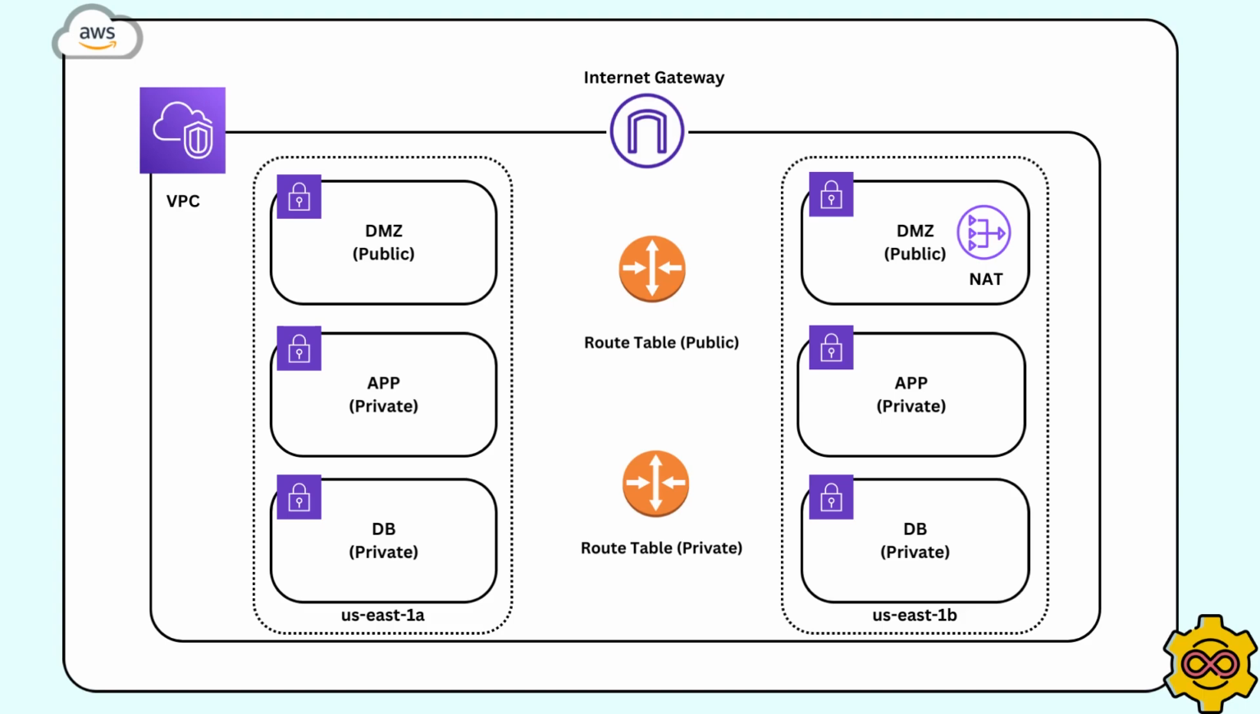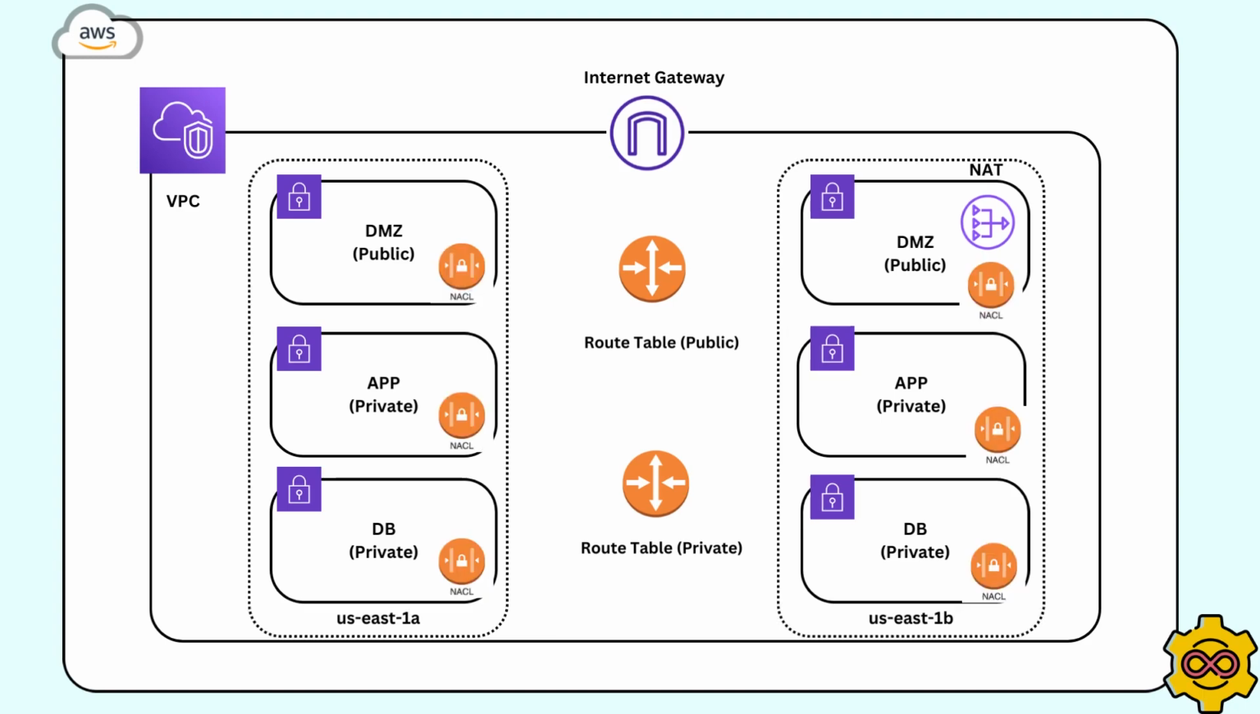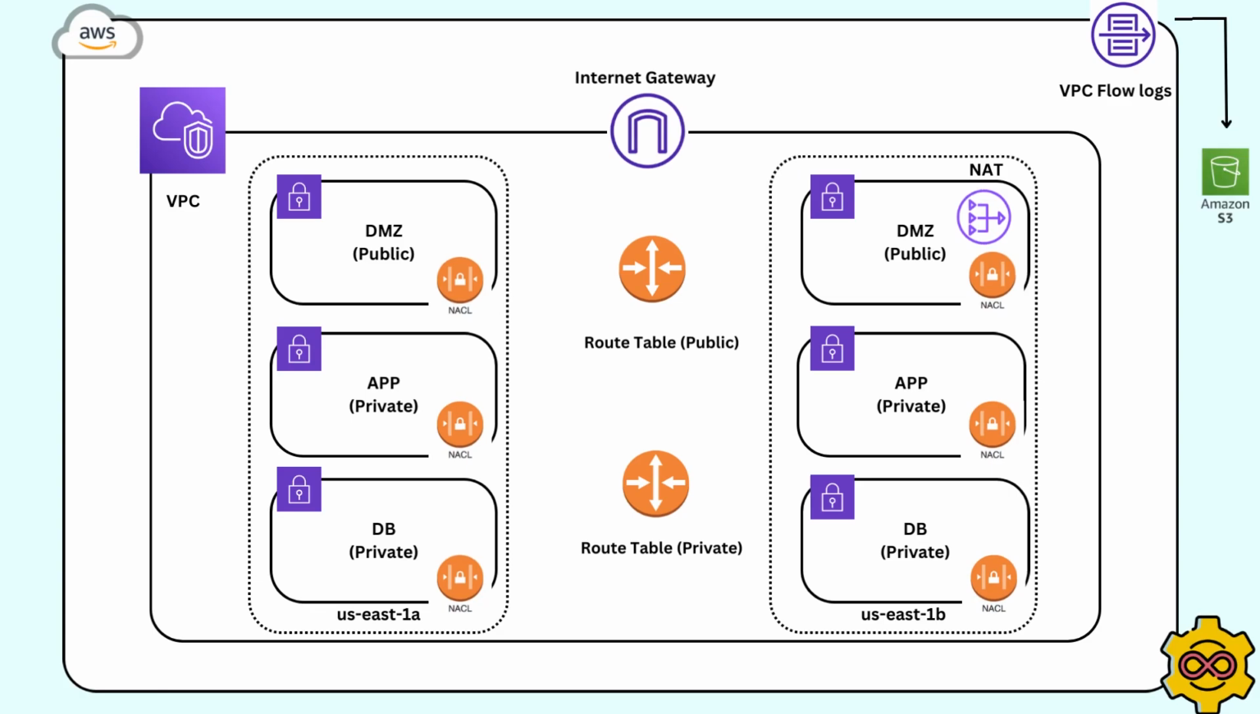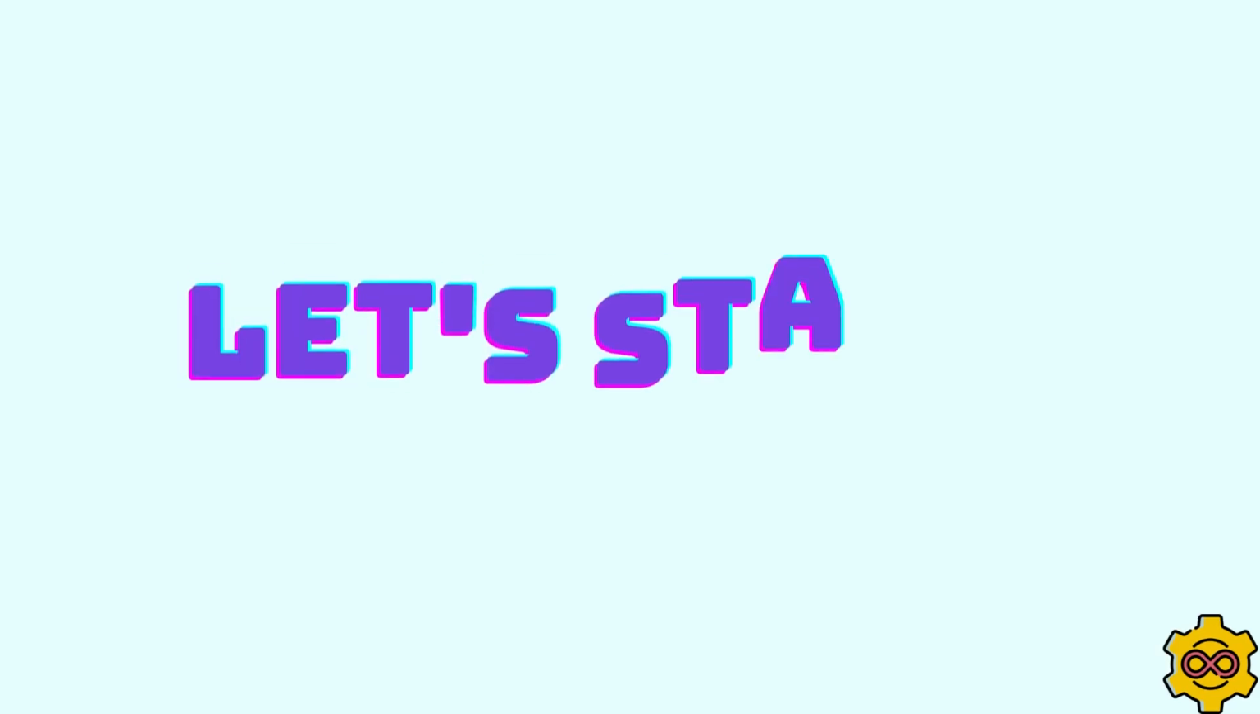We'll add some security to our subnets with 3 network access control lists, also known as NACLs, which we will assign to a pair of subnet layers. And finally, we will enable VPC Flow Logs, which will help us capture information about the IP traffic going to and from network interfaces in our VPC. And we'll dump these logs to an S3 bucket. I know it's a lot of stuff and I'm really excited for the demo, so let's get started.